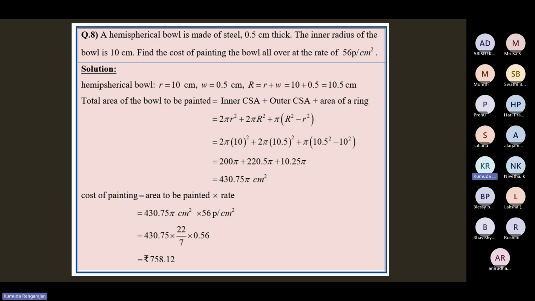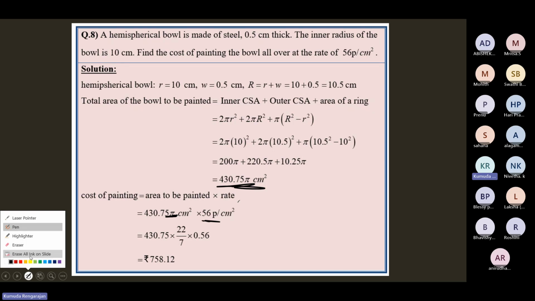So the cost of painting will be the total area to be painted. I told you, don't use the value of pi. Till here you can just have it as it is. Here when you substitute, use pi as 22/7. 56 paise is 56 by 100 rupees or 0.56.